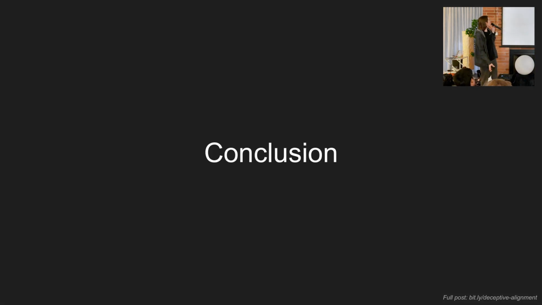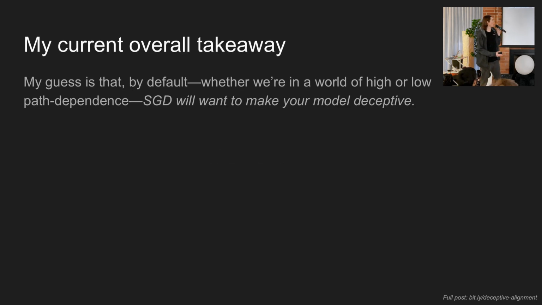Okay, so summing up what we've talked about today. Overall, my takeaway is that both low and high path dependent scenarios seem to be in a state where gradient descent is going to want to push your model to be deceptive. Now, this relies on a bunch of assumptions. We're thinking about a case where we're training on some really complex thing, trying to get it to do some really complex task, and where we have to push to really large models to be able to solve this problem.